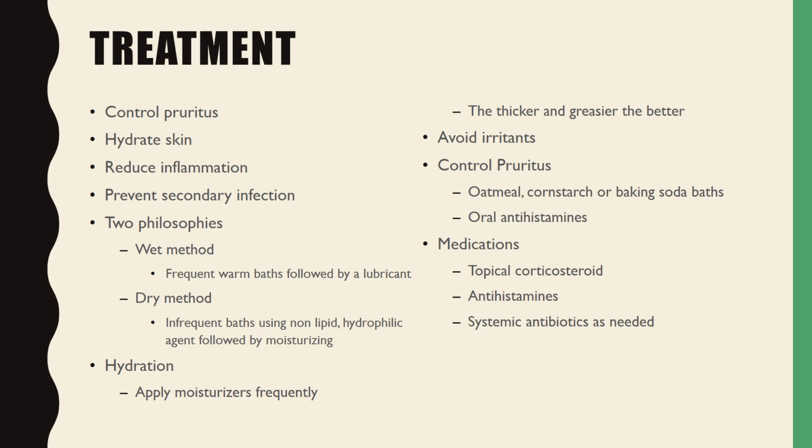Treatment, first you want to control the pruritus and hydrate the skin. This is a dry illness, a dry rash. So you want to educate the parents a lot about how to rehydrate the skin. And we'll talk about that in a second. But you also want to reduce the inflammation, preventing secondary infections. So the itching and they're scratching and it's an open wound, and they can commonly develop a cellulitis with it.